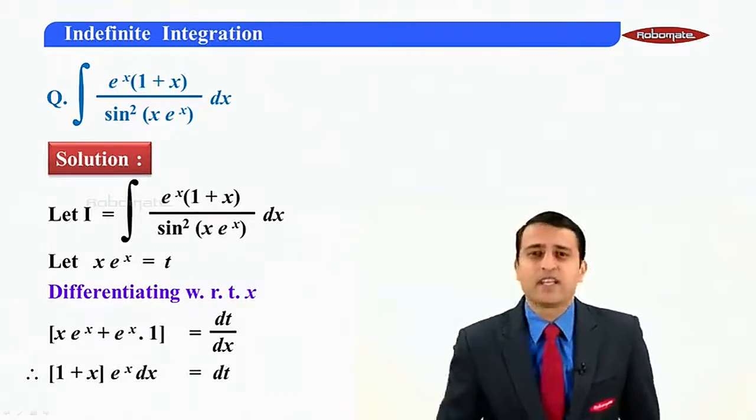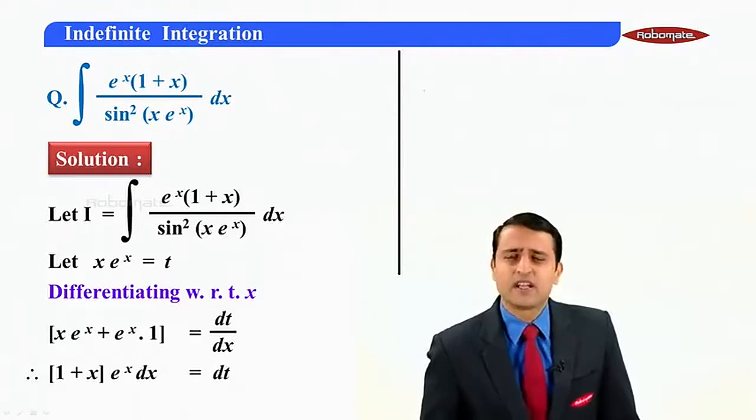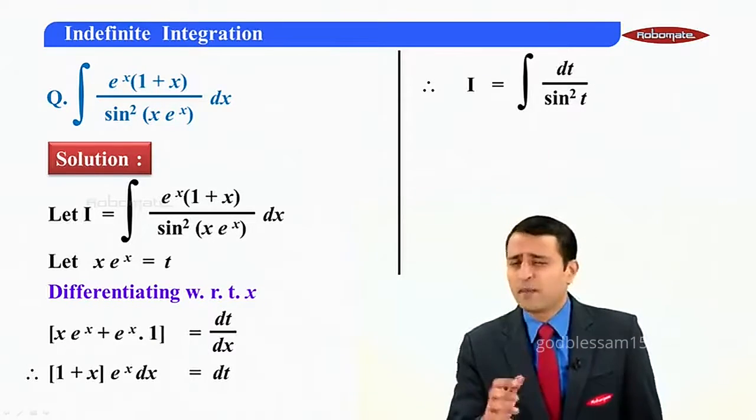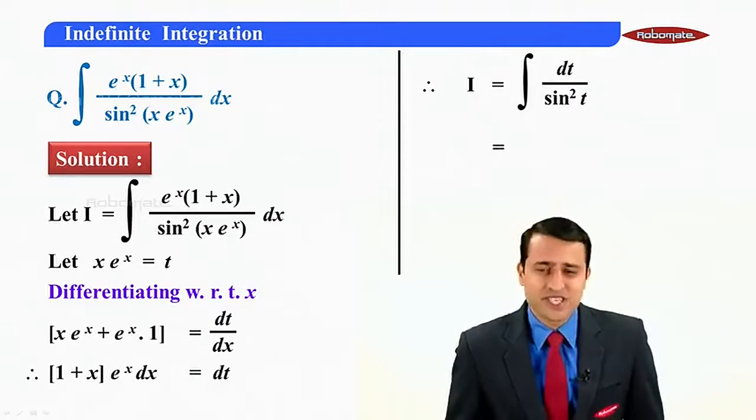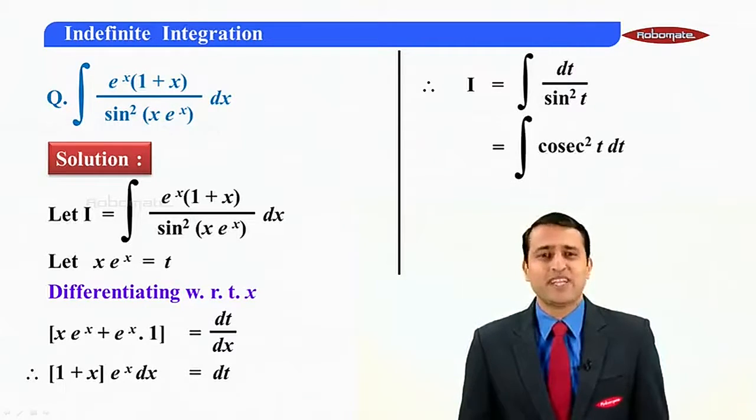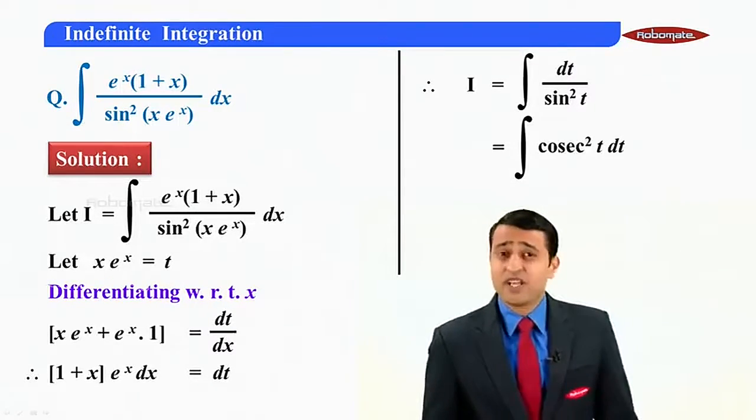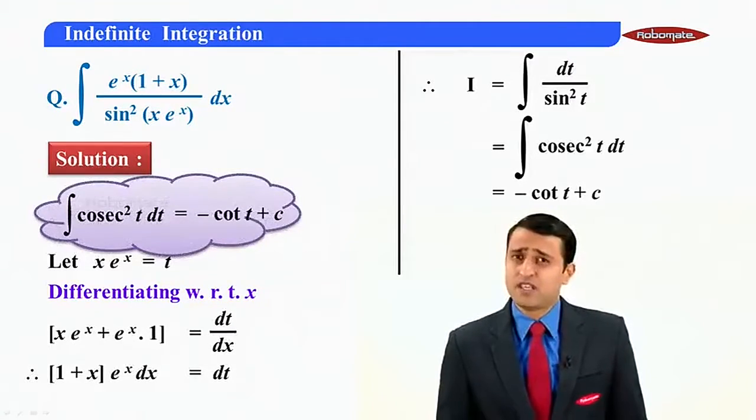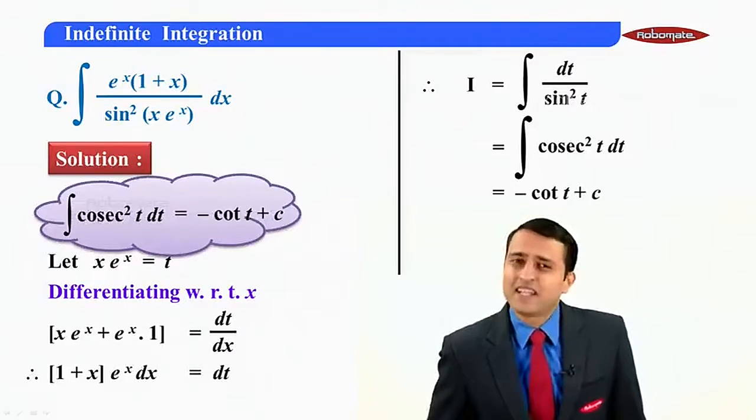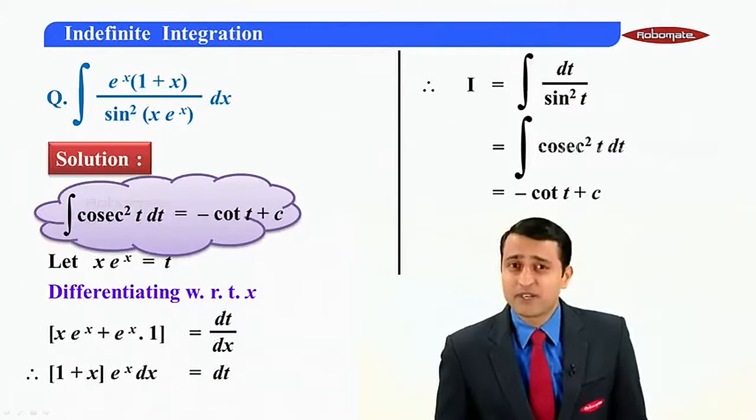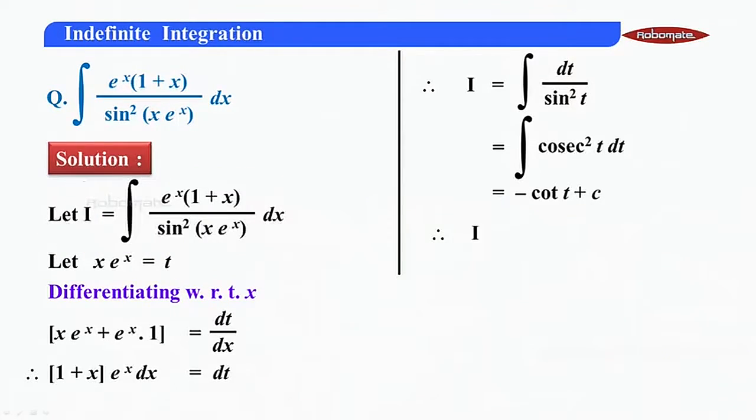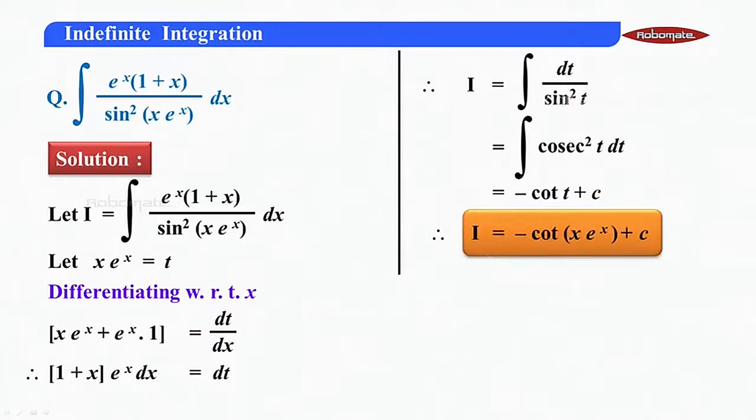So what will the integral look like? It's a very simple integral. Integral of 1 upon sine square t dt. 1 upon sine square, students, is cosec square. So can I write it as cosec square t dt? Yes, my students? Now, integral cosec square, a very simple formula, is minus of cot t plus c. The last step is to write that t as the function we substituted, that is x e raised to x. So can I say minus of cot of x e raised to x plus c, and that's our final answer.